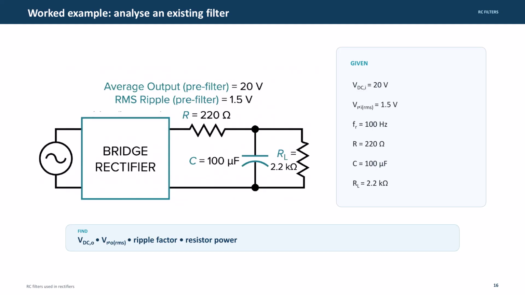A full-wave rectifier on a 50 Hz supply provides 20 volts average and 1.5 volts RMS ripple before the filter. The filter uses 220 ohms, 100 microfarads, and a 2.2 kilo-ohm load. Because the rectifier is full-wave, the ripple frequency is 100 Hz. We must determine the average load voltage, output ripple, ripple factor, and resistor power. The circuit image shown is the original figure from the lesson and has been embedded and changed.